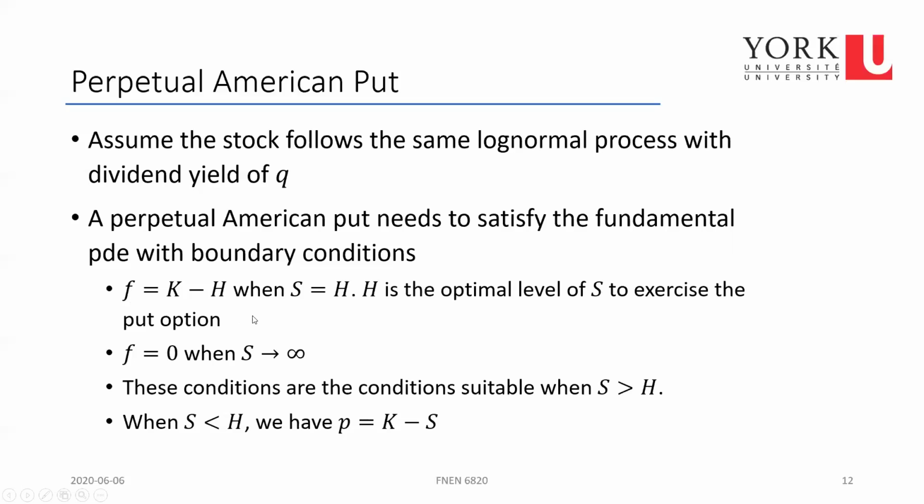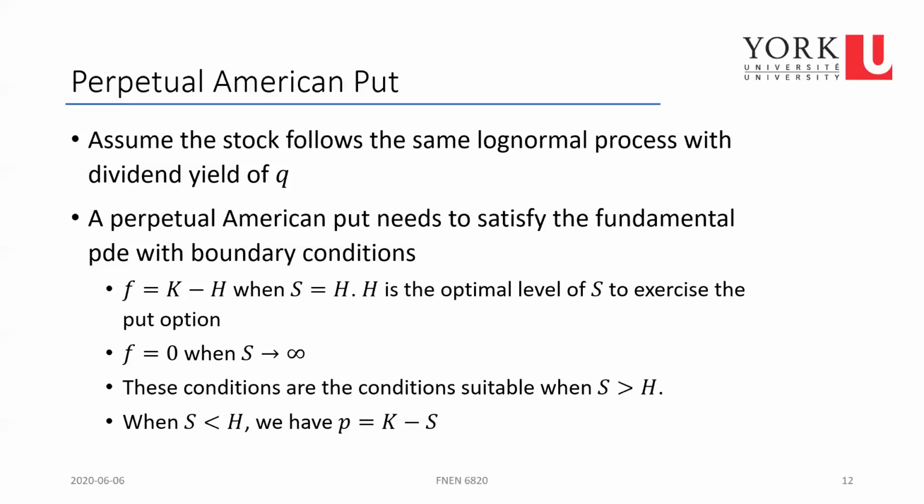The boundary conditions are, when we exercise, we'll obviously get K minus H. And we know in this case the stock price is equal to or less than H, and H obviously should be smaller than K. And if S were to approach infinity, then the value of the perpetual American put should approach 0.